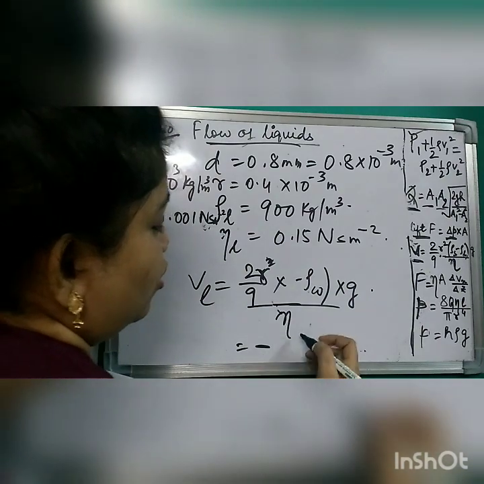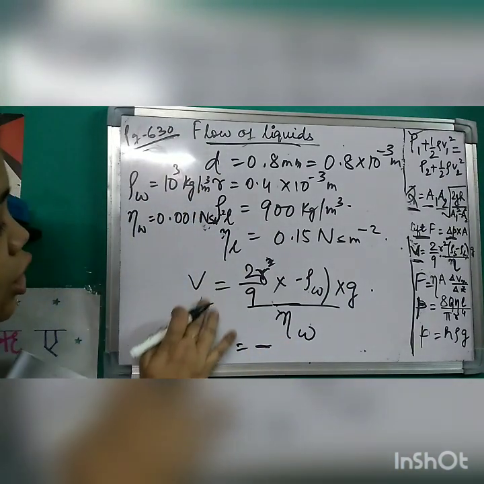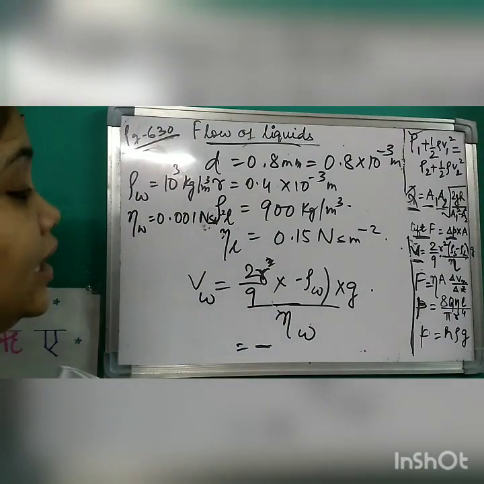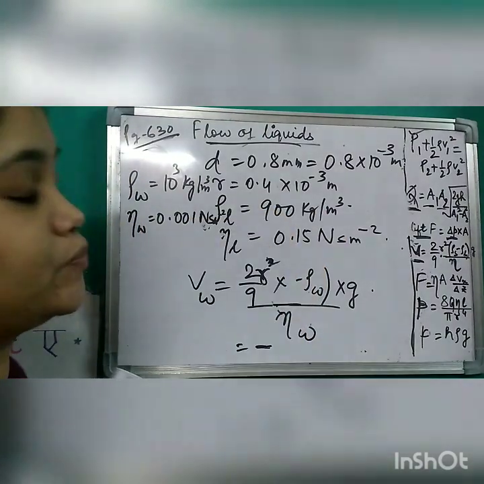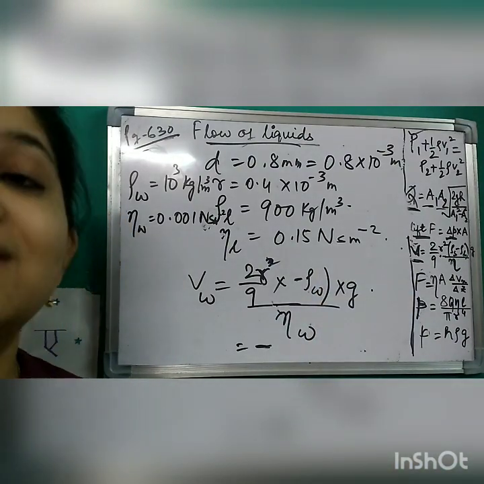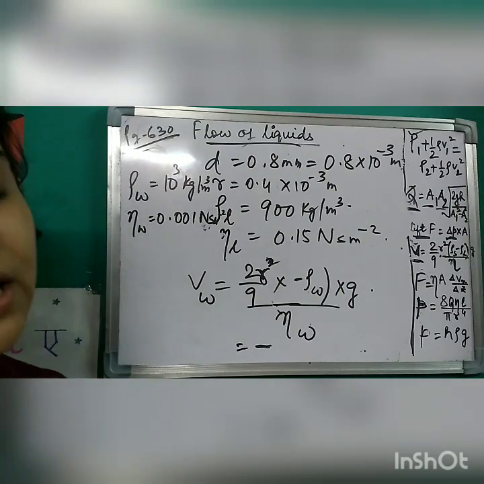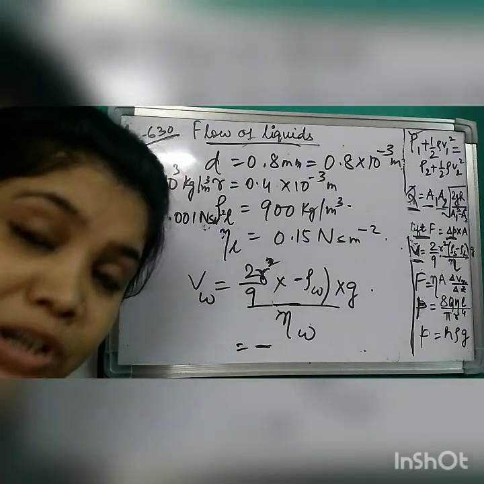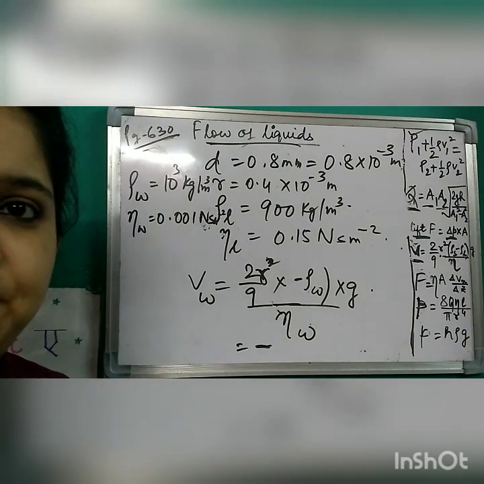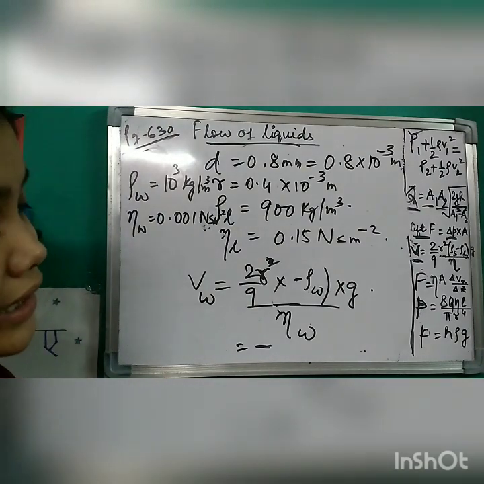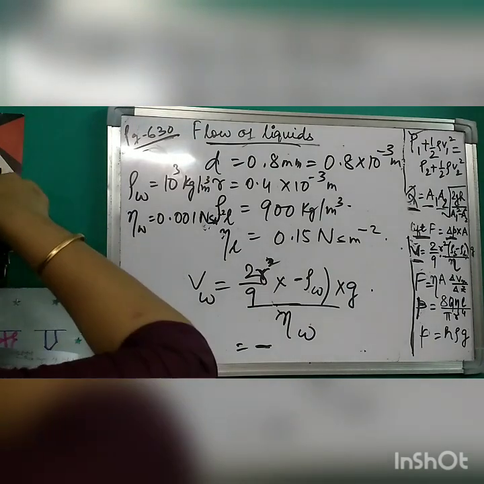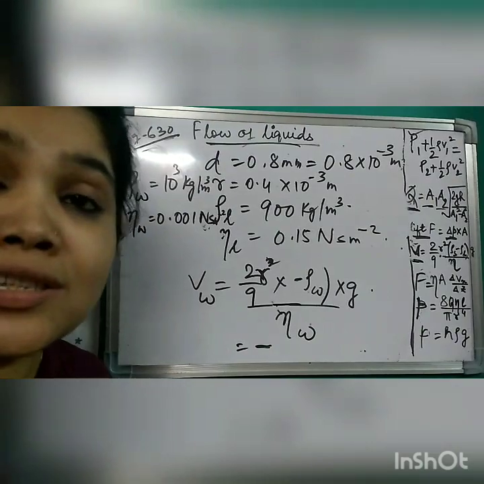To find out the terminal velocity in water, it will be 2 by 9 r square into, since the air bubble is neglected, here also we will get the answer in negative. So first, when you are finding the terminal velocity in liquid, you are getting it in negative, and terminal velocity in water also in negative. So this is sum number 18. Now next we are going to do sums based on velocity gradient, Poiseuille's formula.